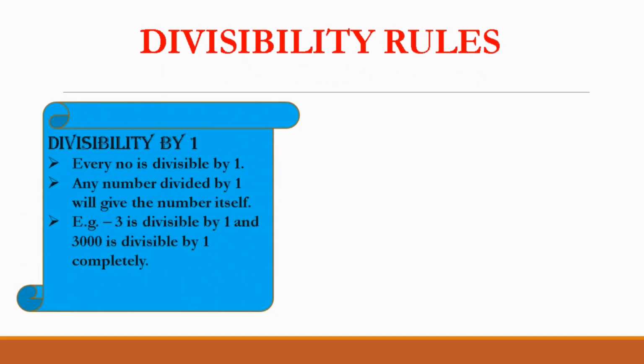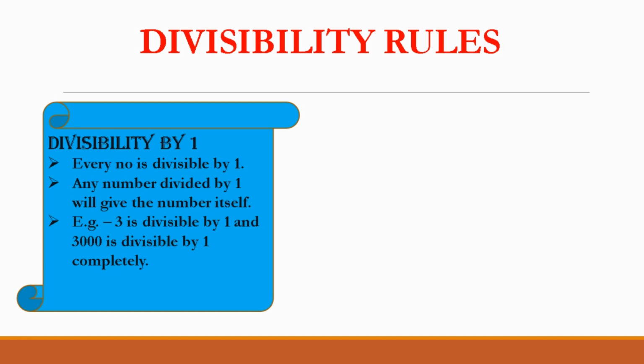Divisibility by 1. Every number is divisible by 1. The divisibility rule for 1 doesn't have any particular condition. Any number divided by 1 will give the number itself, irrespective of how large the number is. For example, 3 is divisible by 1 and 3000 is also divisible by 1 completely.